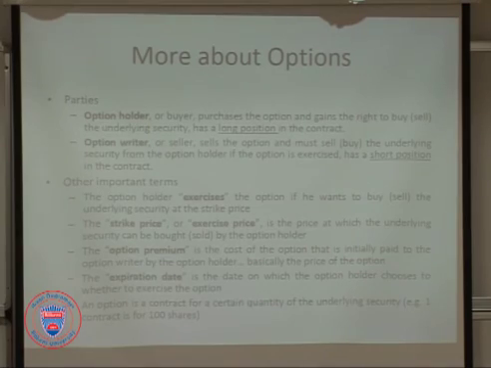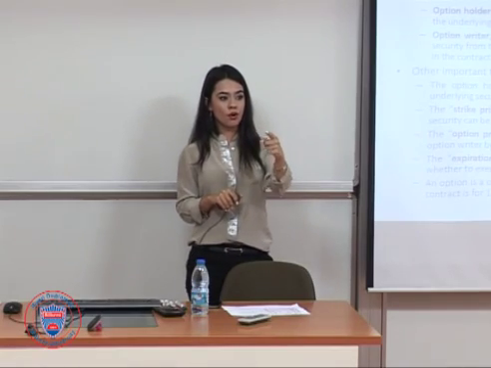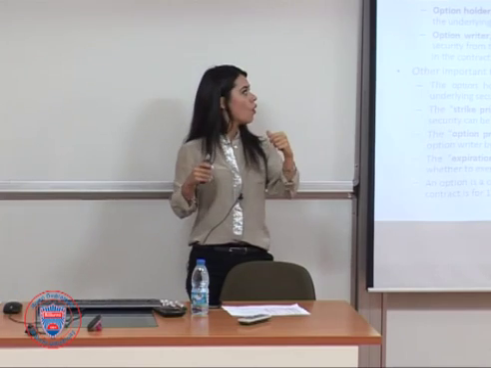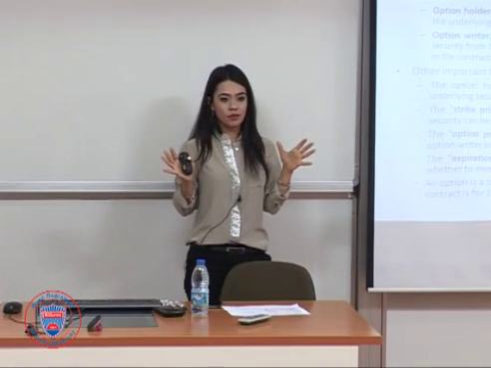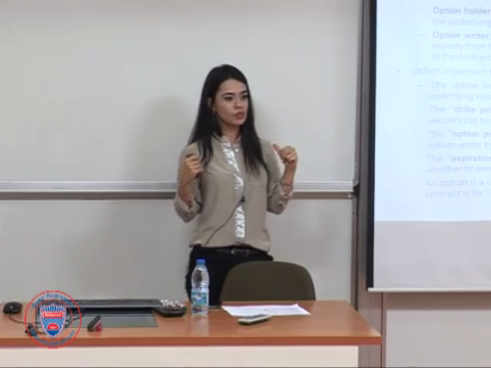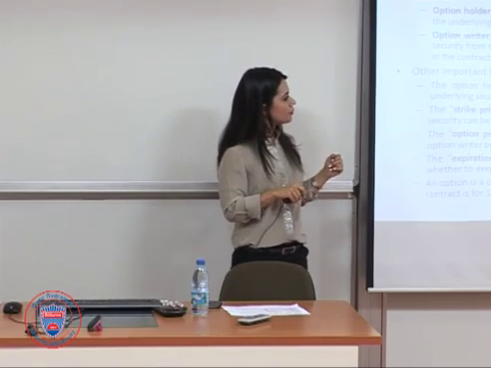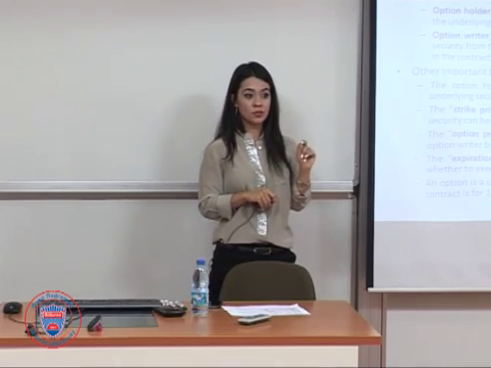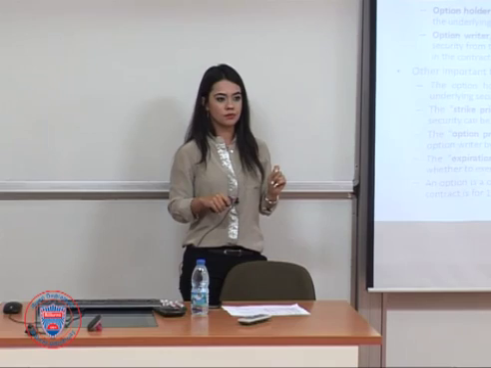More terminology. There are two parties. There is the option holder, who is the buyer of the option. This person has more flexibility. This person will decide whether he wants to exercise the option or not. So he has a long position in the contract. Additional terminology. The option writer is the seller of the contract, seller of the options. Whenever the option holder wants to exercise his option, the writer cannot say no. So whatever the option holder wants, the option writer has to go with it. And the option writer, the option seller, has the short position in the contract.